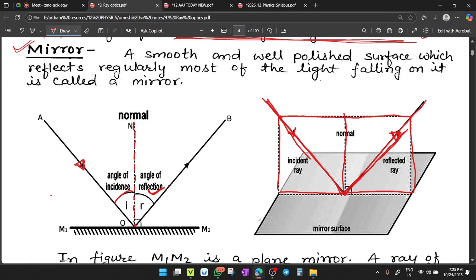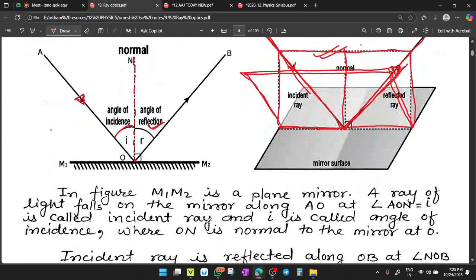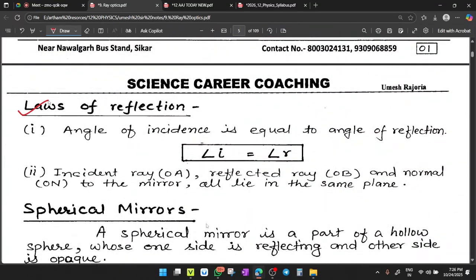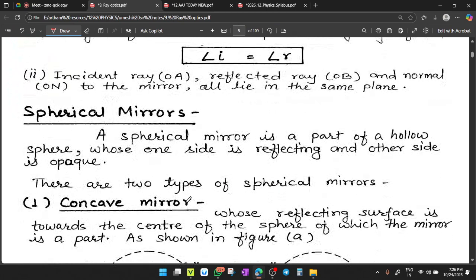There may be many planes through the same line. I am trying to show a different plane here, like a page of a book. Can you realize that? The reflection happens only in this one plane. So there may be many planes, but the incident ray, reflected ray, and the normal lie in the same plane. So the laws of reflection: the angle of incidence is equal to the angle of reflection, angle i equals angle r, and the incident ray, reflected ray, and normal to the mirror lie in the same plane. Got it?